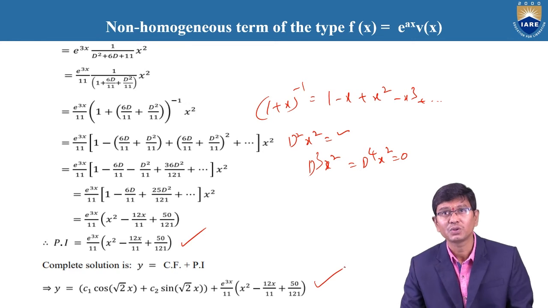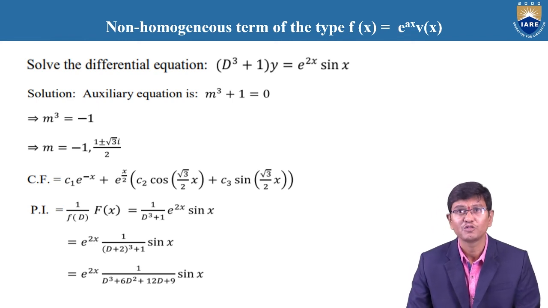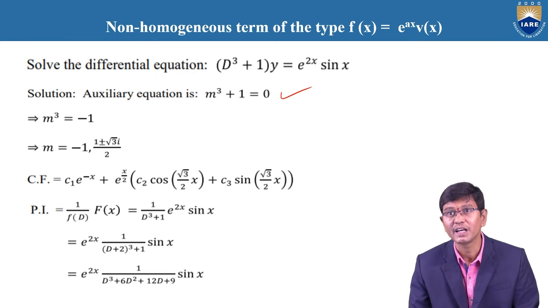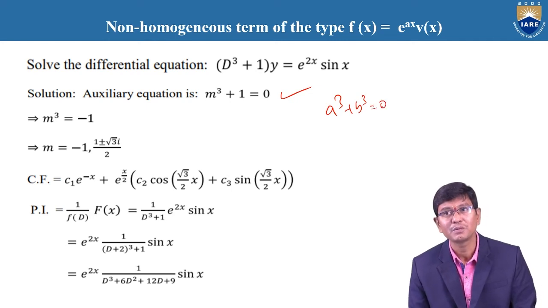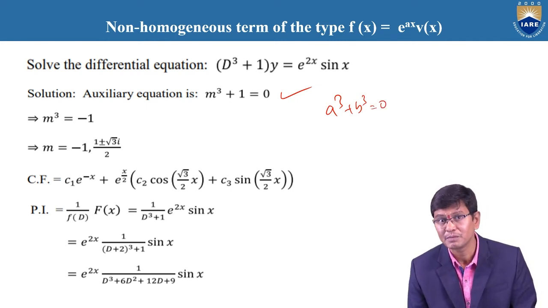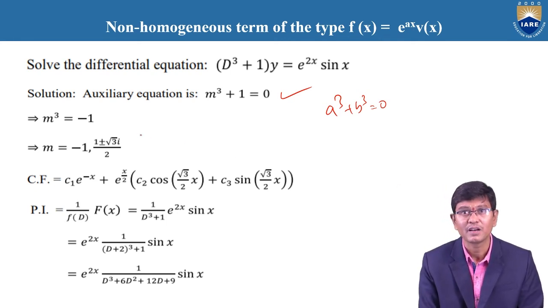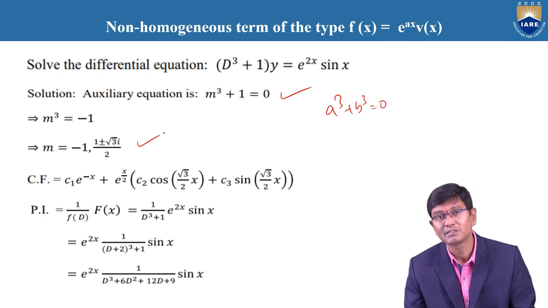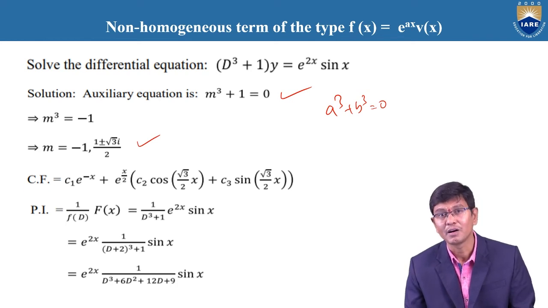Now we need to solve the differential equation (d cube plus 1) y is equal to e power 2x into sin x. Here also we need to find the auxiliary equation, m cube plus 1 is equal to 0. Using the formula a cube plus b cube is equal to (a plus b) into (a square minus ab plus b square), equal to 0, we find that m is equal to minus 1, and 1 plus or minus root 3 i by 2. One root is real and the remaining two roots are complex roots.